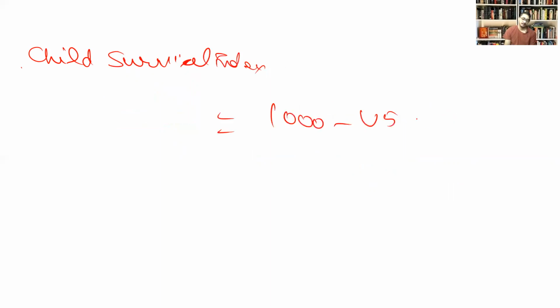Next indicator is the child survival index. It is basically equal to 1000 minus the under 5 mortality rate, divided by 10. So that is the formula used for the child survival index. Now let's move on to certain health programs, India specific and with a focus on children. First is IMNCI.